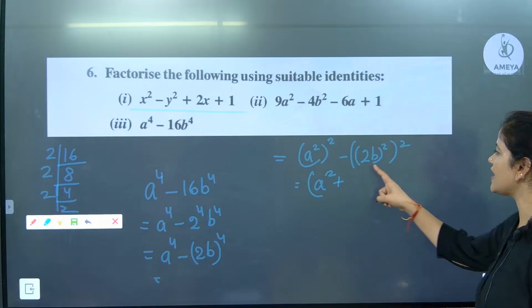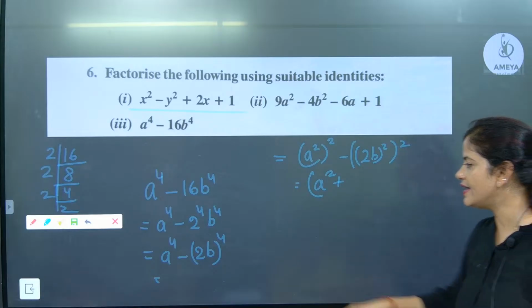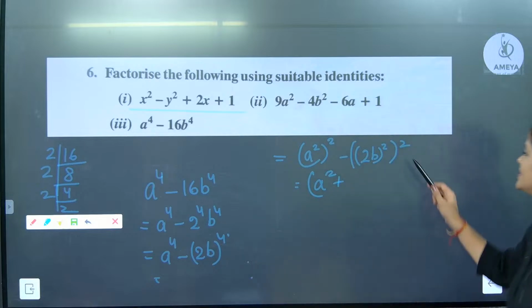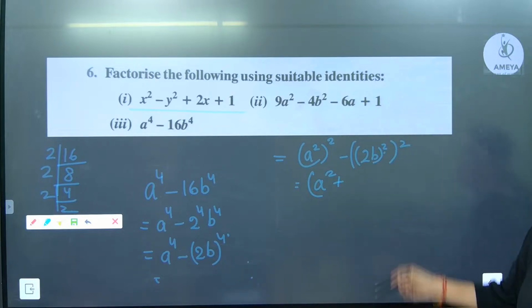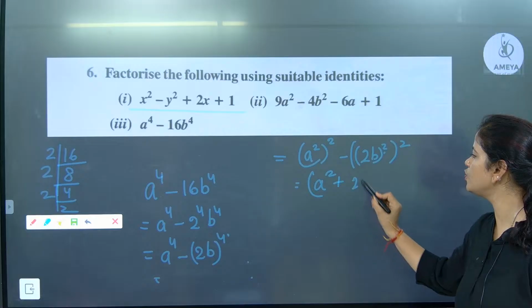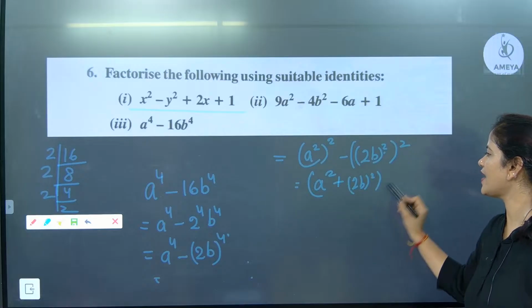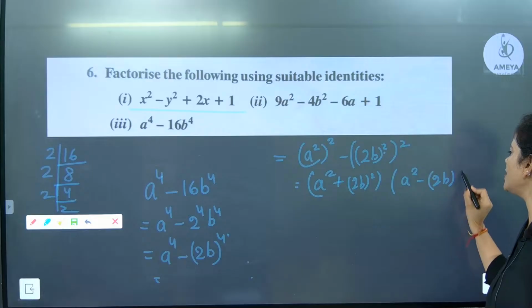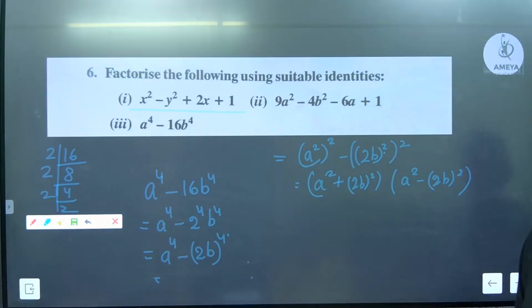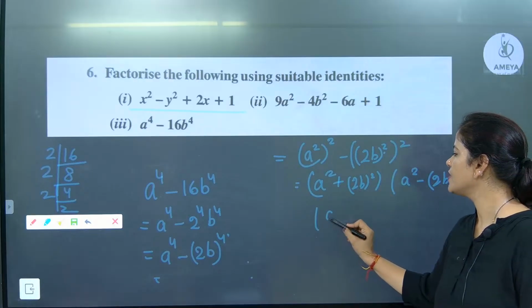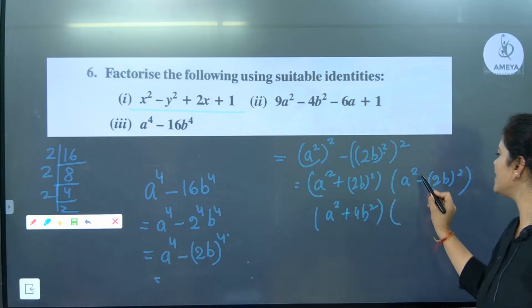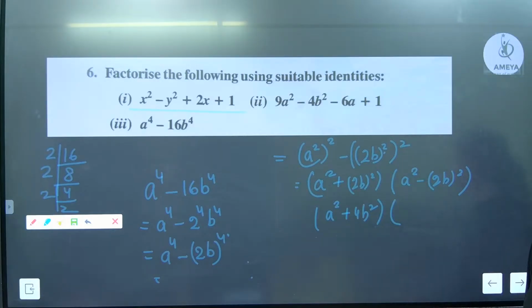Just listen nicely. What I did here is I split 4 as 2 and 2. So one 2 is inside, one 2 is outside. So now one time it will become 2b whole square and then it will become a square minus 2b whole square. Done? Now beta, this part will become a square plus 2 to the 4, b square. And here now again it is a square minus b square format.